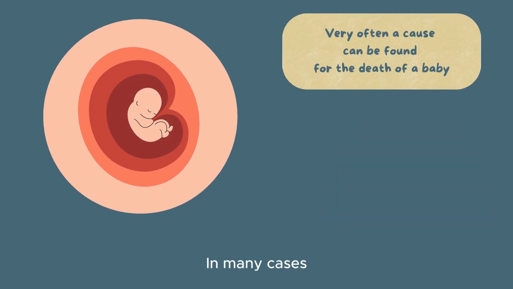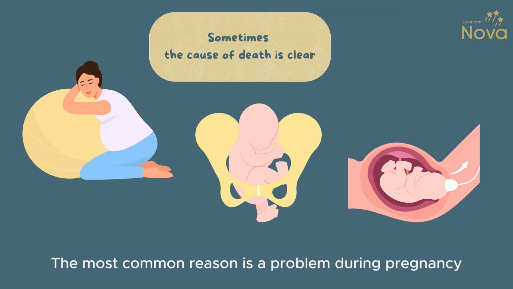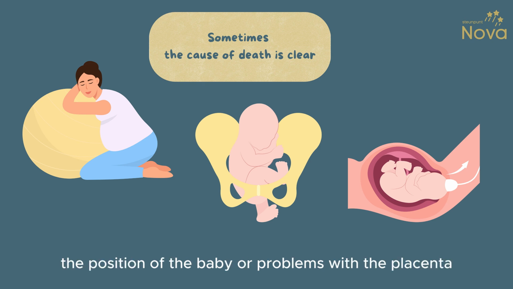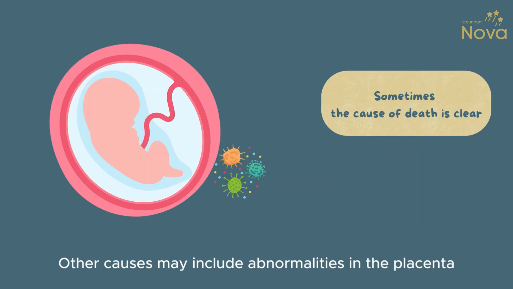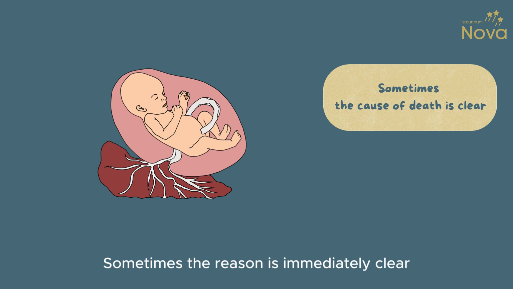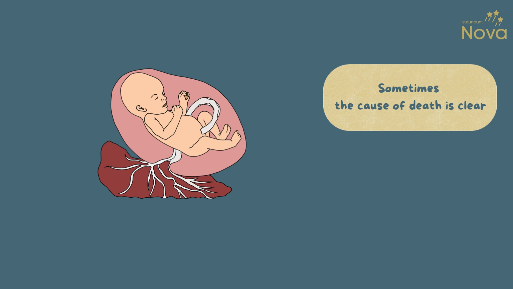In many cases, a cause can be found for the death of a baby. The most common reason is a problem during pregnancy or childbirth. For example, the position of the baby or problems with the placenta. Other causes may include abnormalities in the placenta, a hereditary abnormality, or an infection. Sometimes the reason is immediately clear. For example, when an infection is found or if the placenta detaches. This is often visible on the outside.